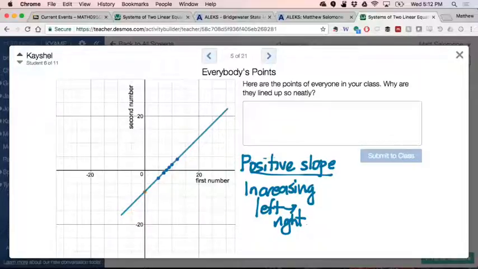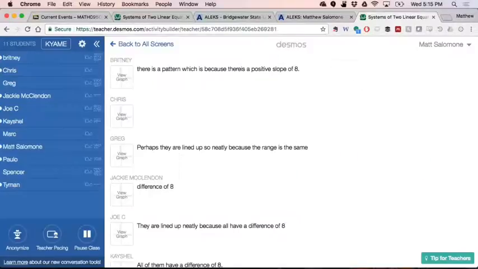And so now your question is, how come? Why is it that all these points are lined up so neatly? Is that an accident? So why are those dots all arranged in such a nice pattern? So Brittany says there's a pattern and that 8 is the slope of that pattern. A couple people are saying that they're arranged in such a way because what they all share in common is that those x and y coordinates all have a difference of 8. They're lined up neatly because they all have a difference of 8. So that's come up here in a few places.